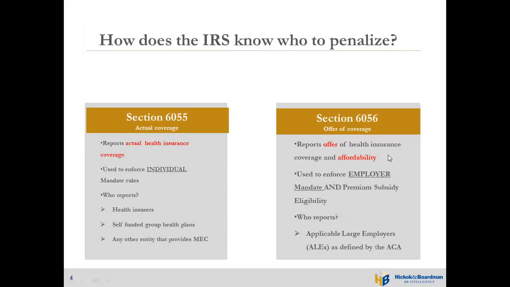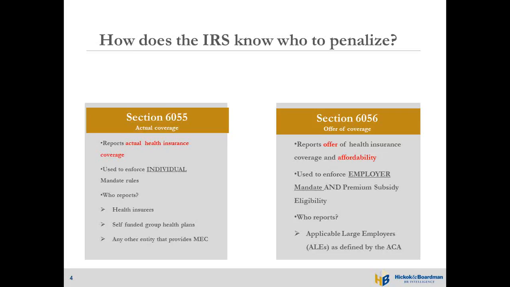Okay, so Section 6055 is reporting the actual coverage the employee had or the individual had. Because remember, health insurers, if you are a fully insured health plan, your health insurance carrier is going to do this reporting. Okay, they're going to do the Section 6055 because it reports on the actual health insurance coverage.